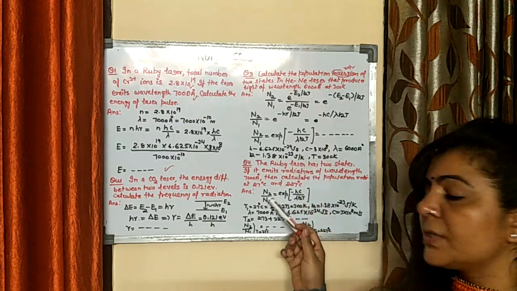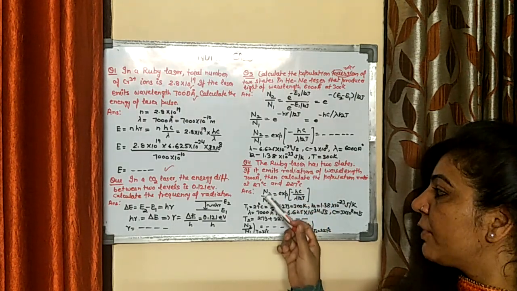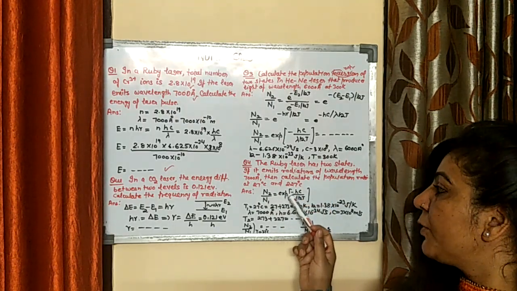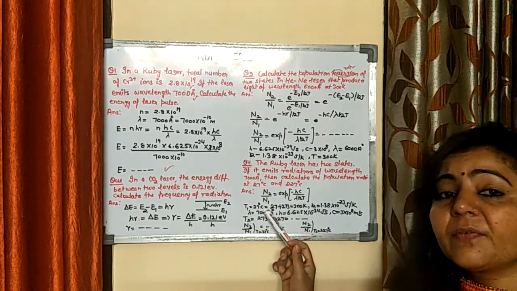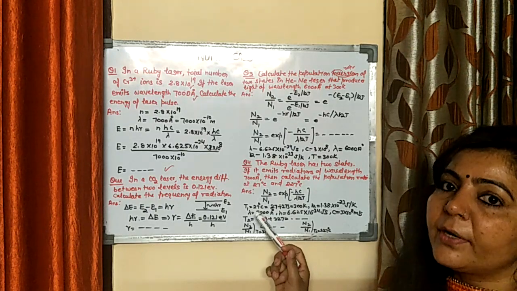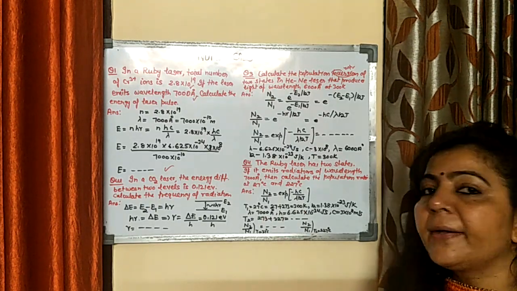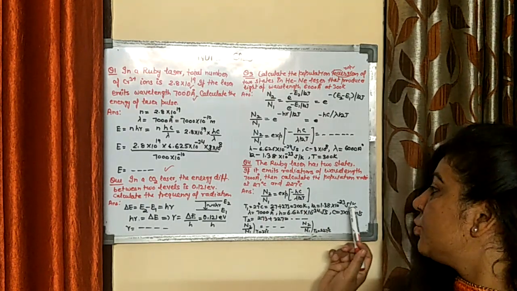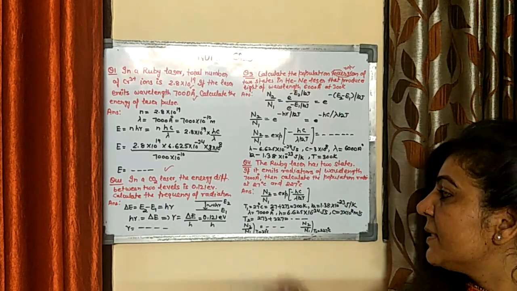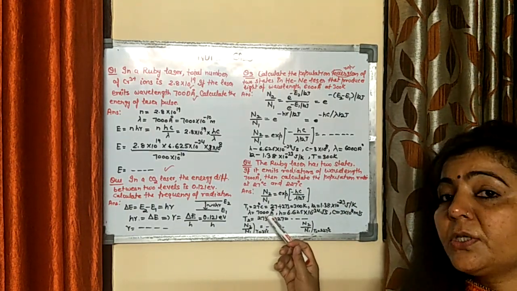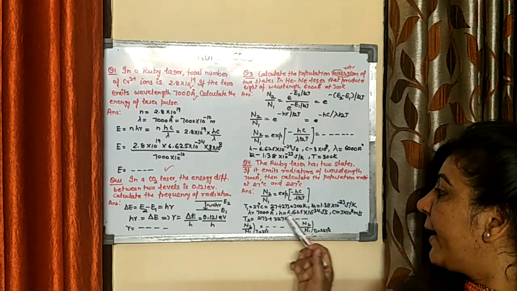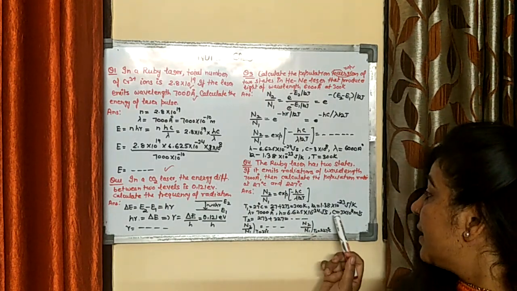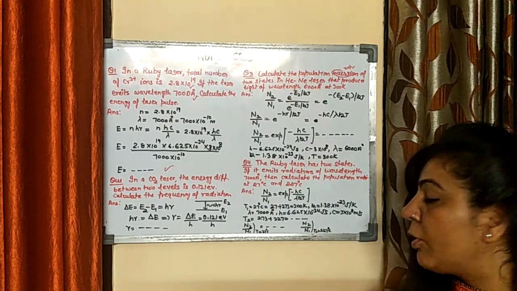Again you are going to use the same expression. Population ratio N2 by N1 is equal to exponential minus hc by lambda kT. In the first case, the temperature is 27 degrees centigrade. Now you have to convert it into Kelvin, so it will be 300 Kelvin. You know k in joule per Kelvin is equal to this. Convert the wavelength into meter, 7000 into 10 raised to minus 10 meter. h in joule second is equal to this, and c in meter per second is equal to this.